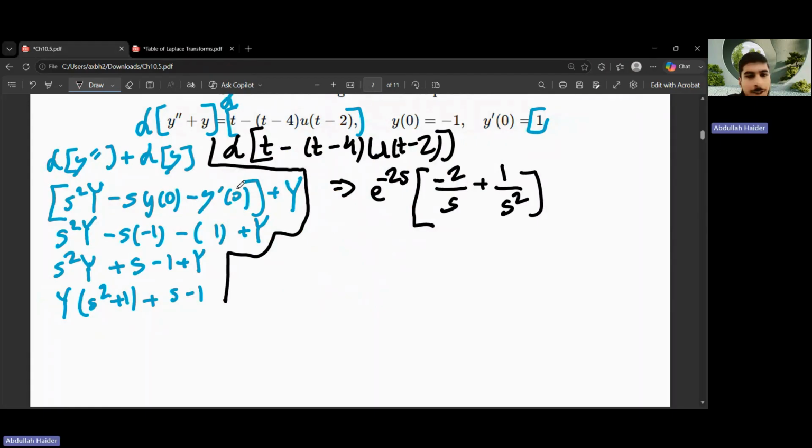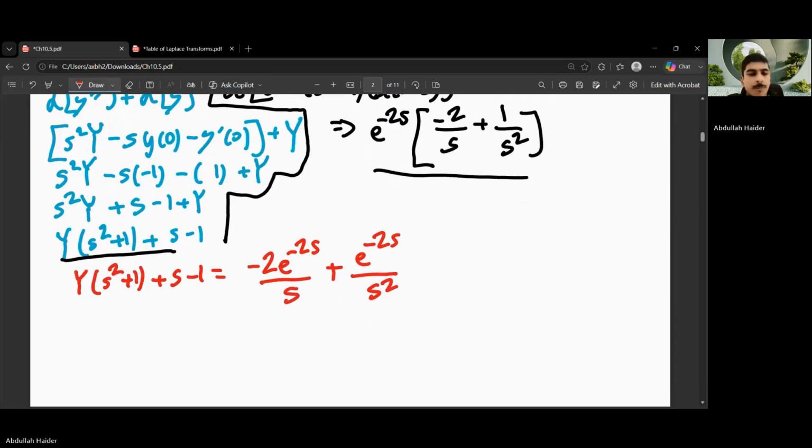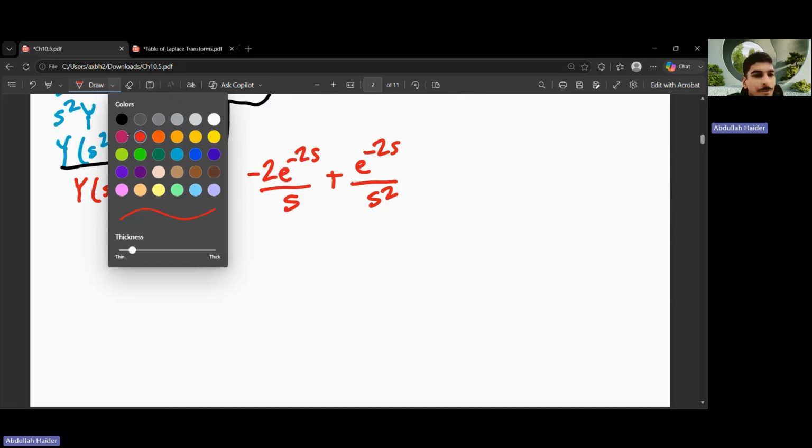And basically now you equate them. Now you equate this and this expression to each other. So now you get Y times s squared plus 1 plus s minus 1 is equal to e. Now it's actually better to expand. So minus 2 e power minus 2s over s plus e power minus 2s over s squared. So now what you need is only the Y here. You only need the Y by itself.